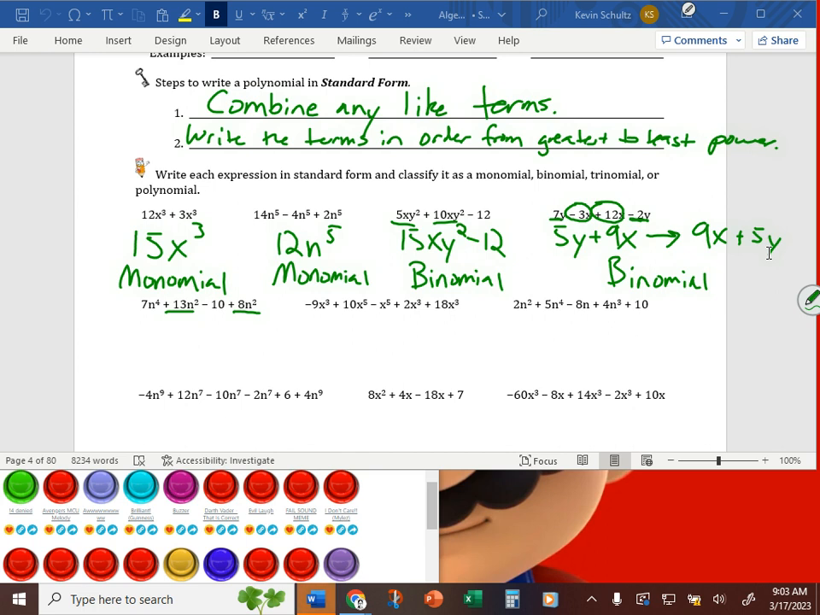Again, writing the terms in order from greatest to least power, our 7n to the 4th has the biggest power, 4, so that'll be written first. 21n squared, power of 2, will be written next. And the constant always comes last because it doesn't have a variable, power of 0, minus 10.